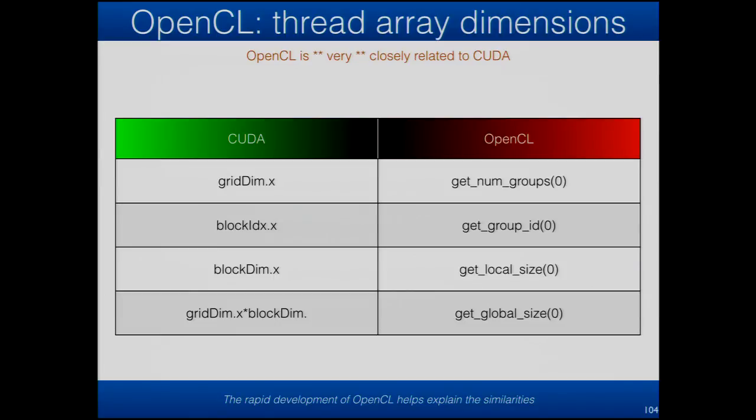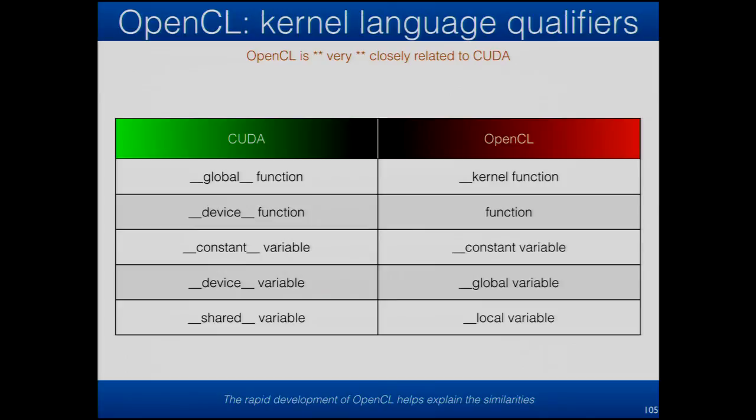Grid dimension, you can get the number of groups. Block index, get_group_id. Block dim, get_local_size. Grid dim times that, the total number of threads, get_global_size. So they tidied that up. Good for them. That's actually an improvement. They got rid of some of the underscores, not all of them. __global__ becomes __kernel. A device function just becomes a function. __constant__ becomes __constant. __device__ becomes __global.